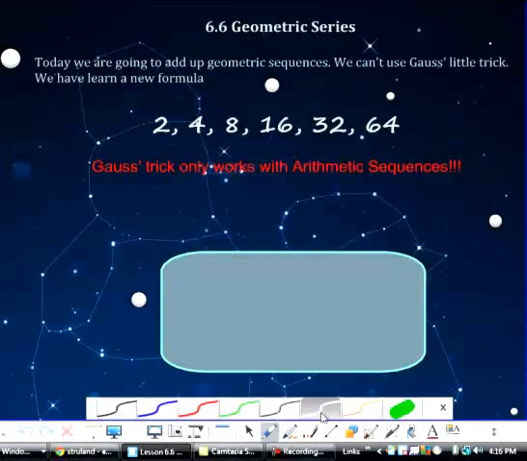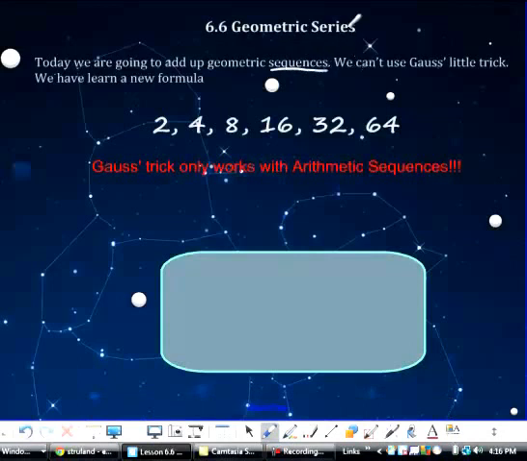Onward and upward, and today we have geometric series. We're going to add up geometric sequences. Remember, I talked to you about a series is when you take a sequence and put plus signs in between it, and then you just add it all up.